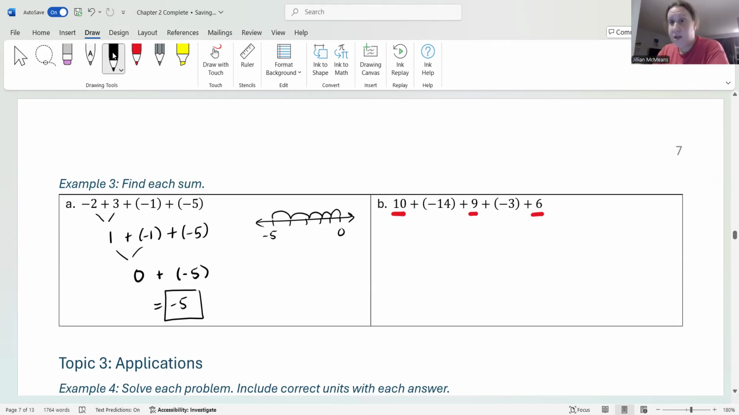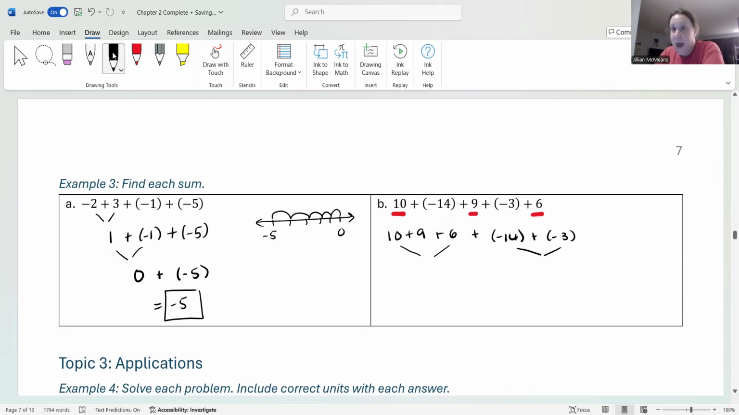Remember, addition is commutative. It does not matter the order you add in, okay? We could add these in any order we want, and we would all get the same answer. So I'm going to go ahead and rewrite this as 10 plus 9 plus 6. And then for the second half, we have the two negative numbers. We have -14 plus -3. So what I'll do is I'll add the positives, and then I'll add the negatives separately. And then at the end, we'll find a final sum, okay?